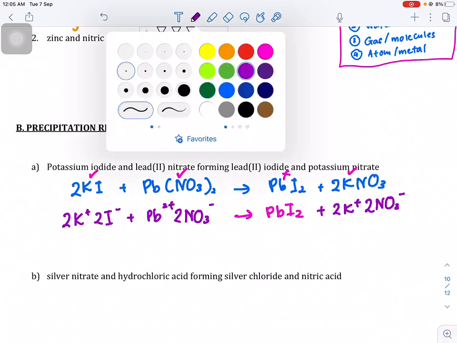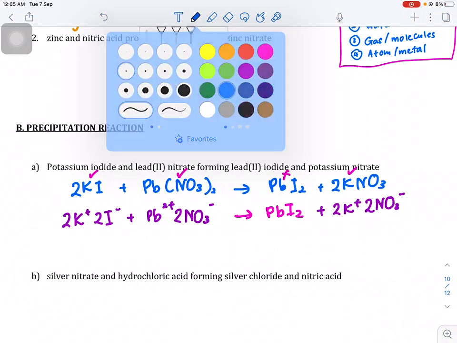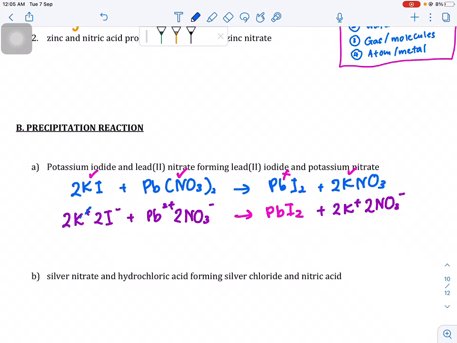The last step, kita cancel the same. Okay. So, apa yang sama? Potassium, potassium. Nitrate, nitrate. So, what is our ionic equation? We have iodide ion plus Pb2+. The product is PbI2. This is our ionic equation.